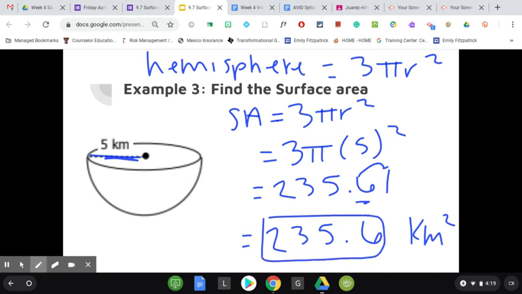All right, that brings us to the end. Make sure you're using the correct formula when you do your form tomorrow. If it's a whole sphere, it's 4 pi r squared. If it's a hemisphere, it's 3 pi r squared.